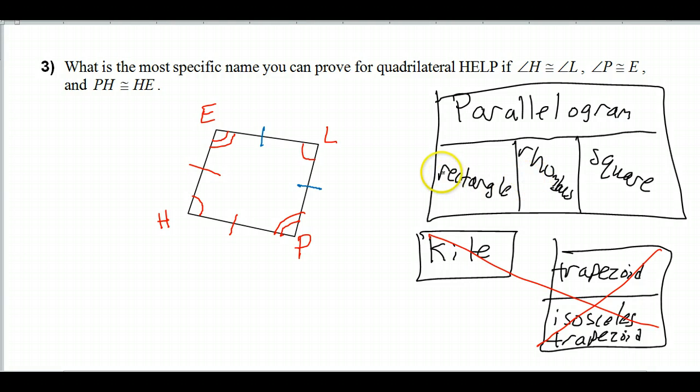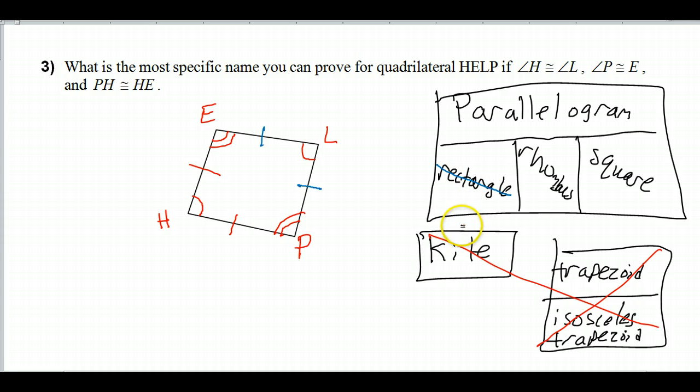Okay, so we can forget about rectangle because even if it has 90 degrees, that would make it a square. Do we have enough information? Do we know anything about it being 90 degrees? Do we know anything about the measures of the angles? No. So we have to stop at rhombus.